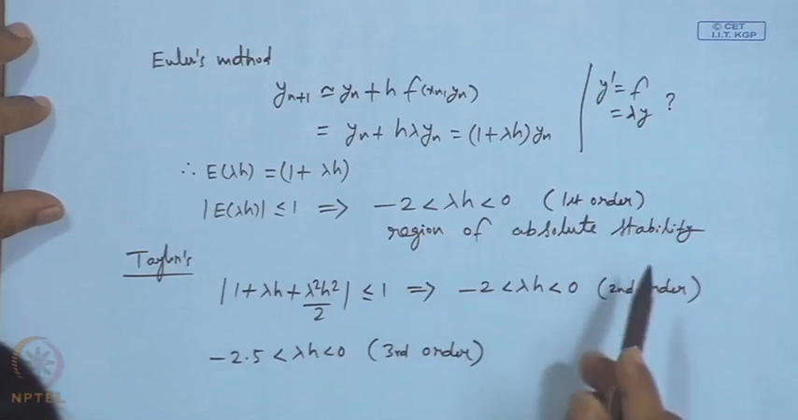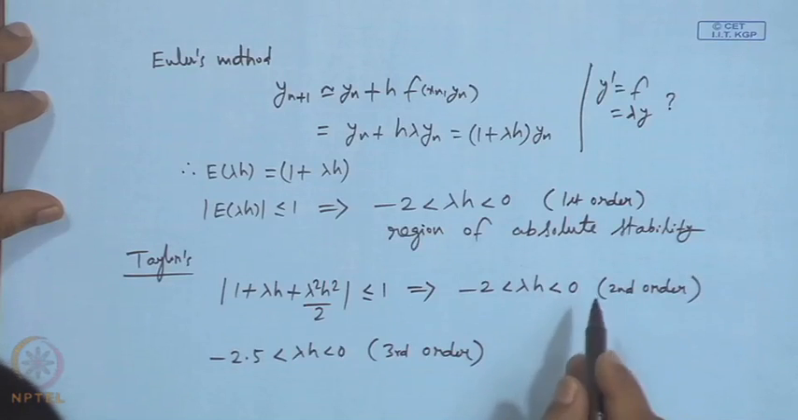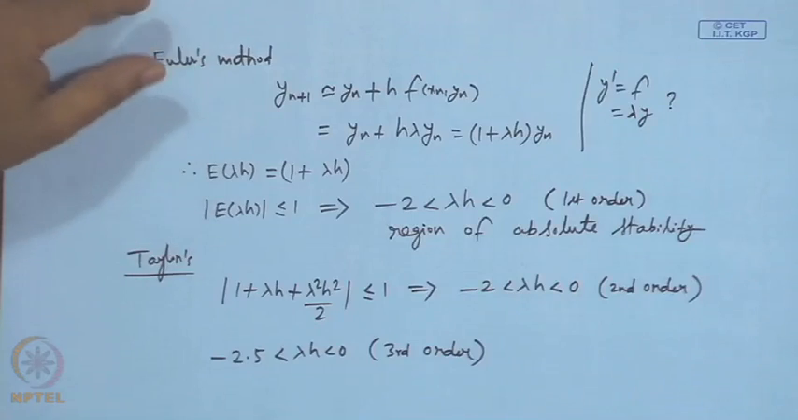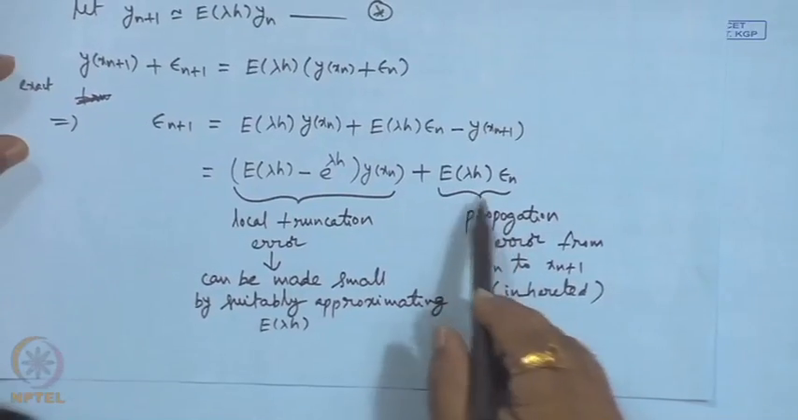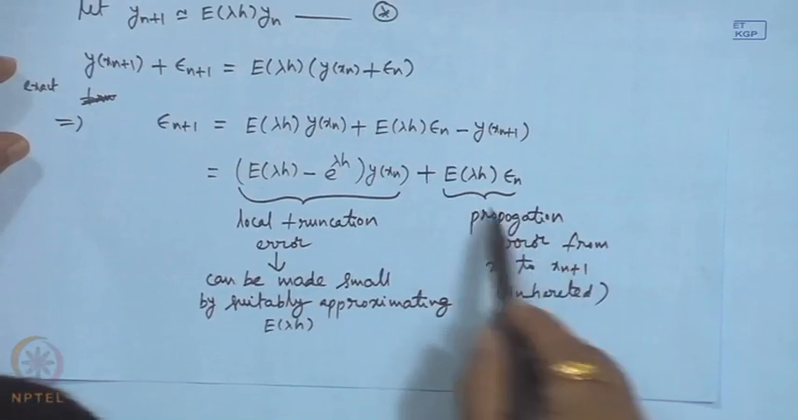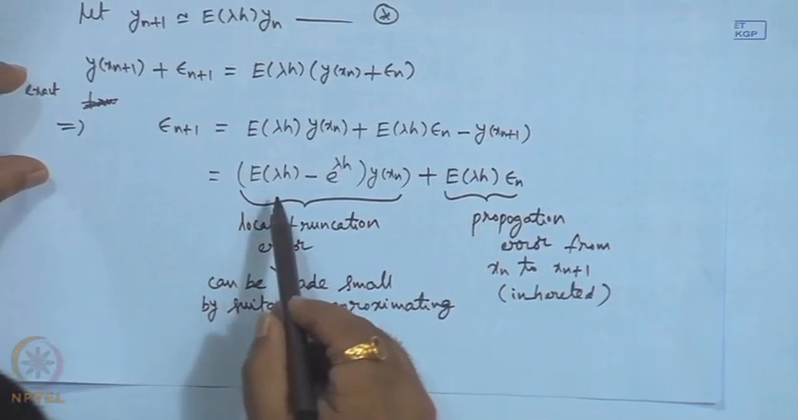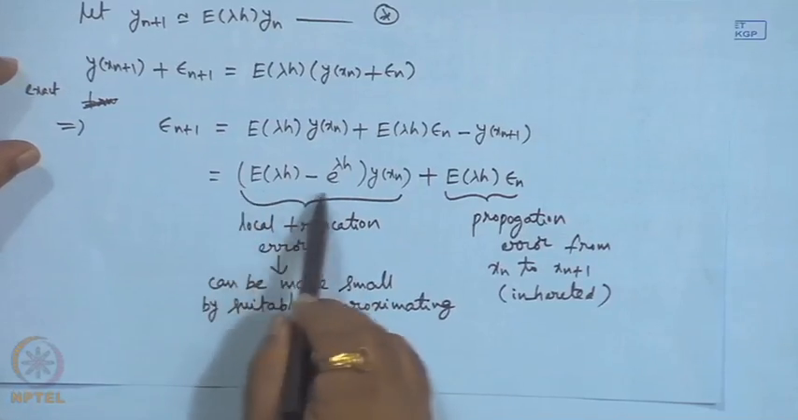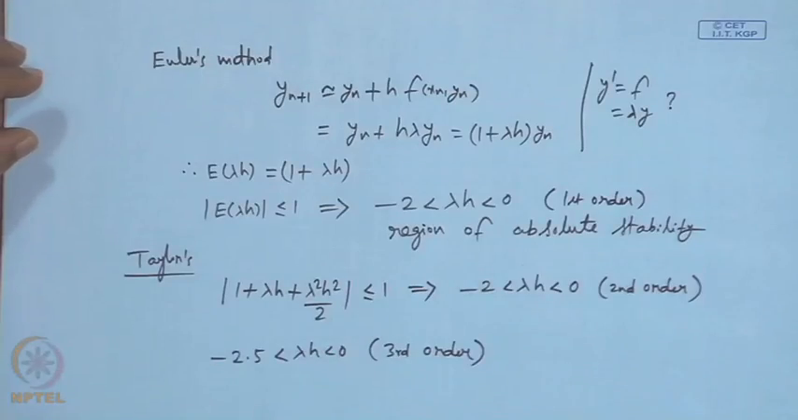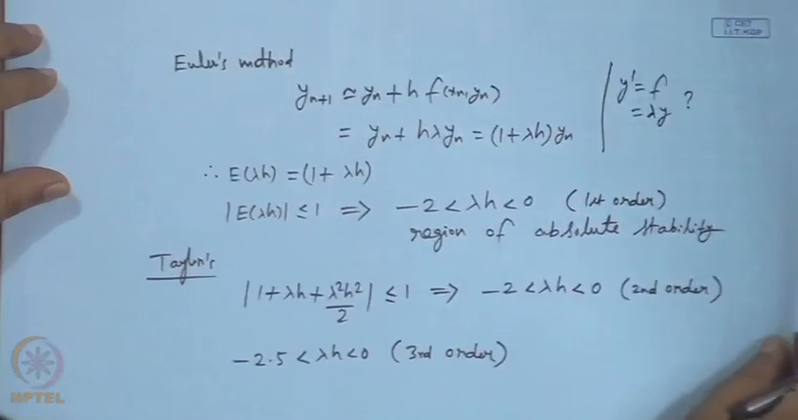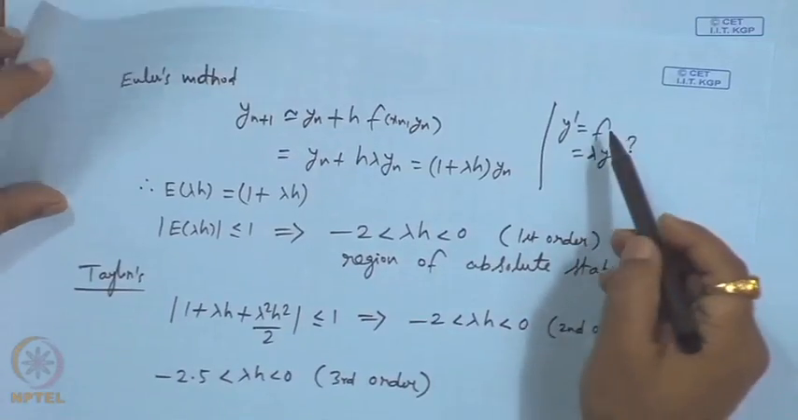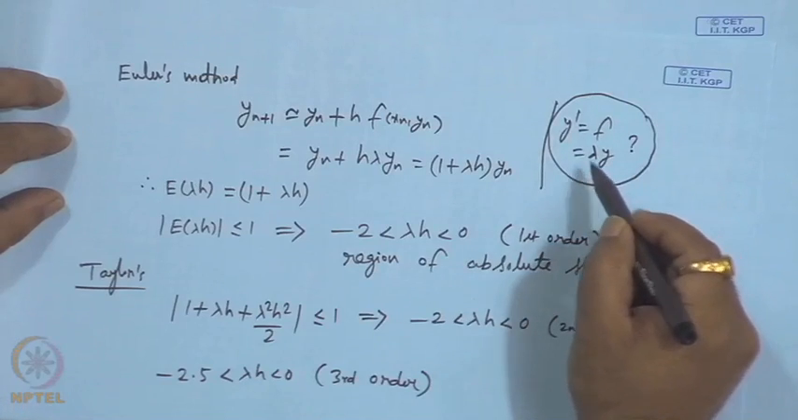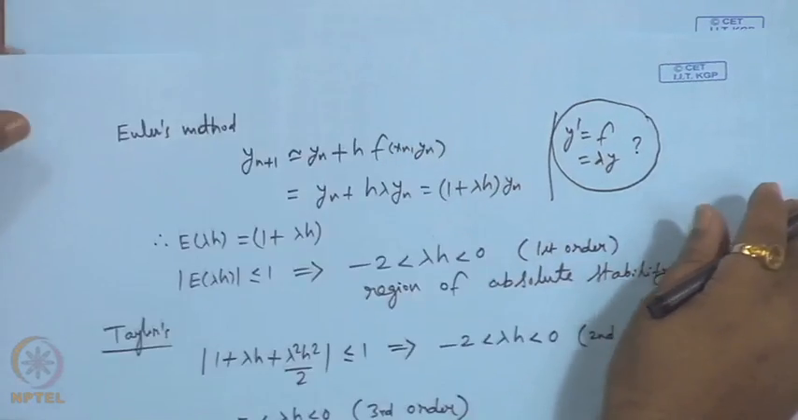So, one is propagation error, another is local truncation error. Then we talk about absolute stability with respect to this factor, and we talk about relative stability with respect to this distance between these two. So, that is what we have done. So, now we go back to this question. Why did we consider y dash equals lambda y when we need y dash equals f?